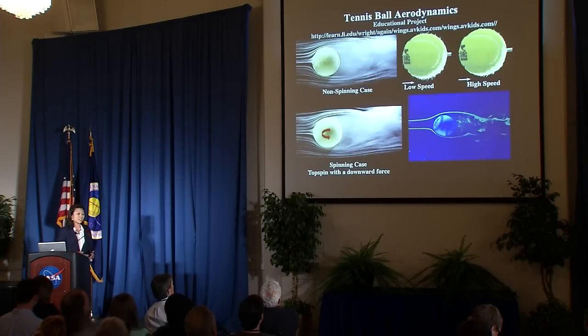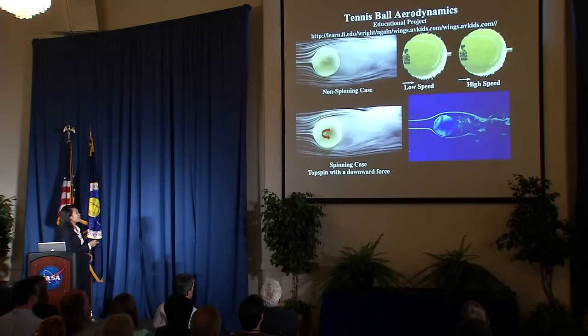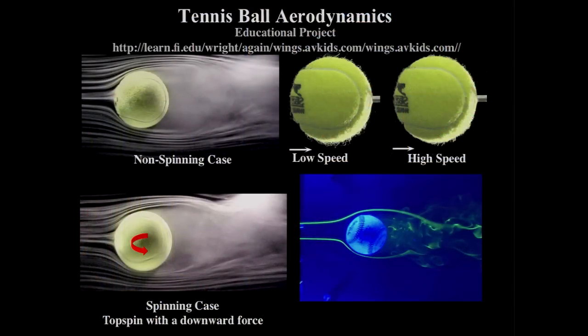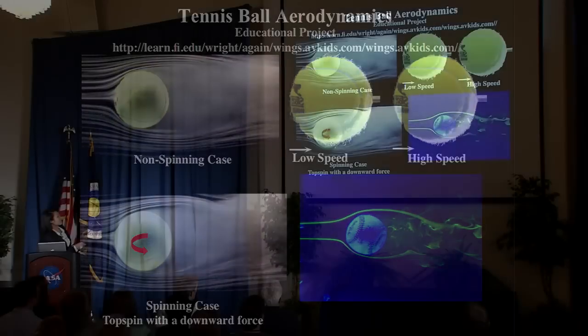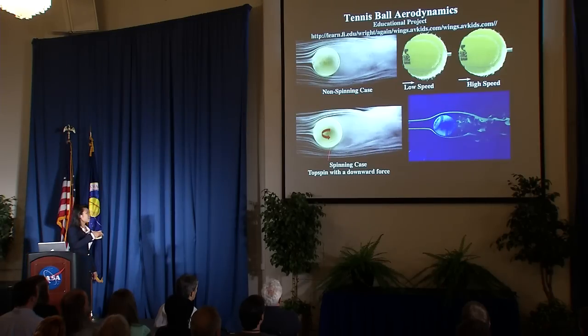Here, we've done a lot of sports ball aerodynamics, student-based educational programs. On the top left, you see a tennis ball that's not spinning, and we're injecting smoke into the flow. You see a very symmetric flow pattern on top and on the bottom of the ball. And here, we have a spinning ball spinning this way. So you have the wake going further out and the separation going further down. So this causes a downward force.